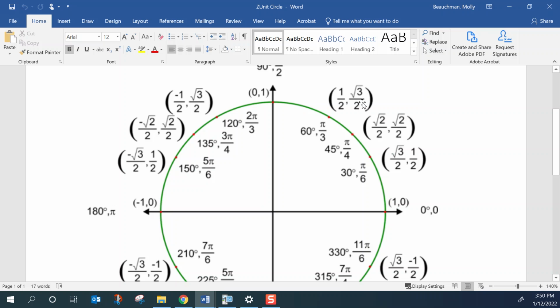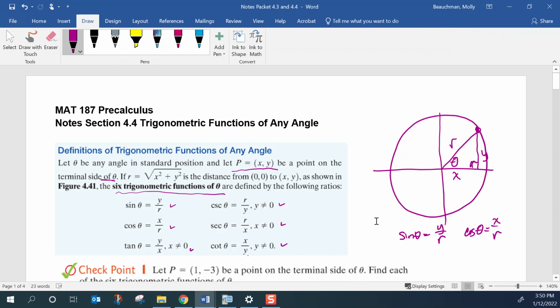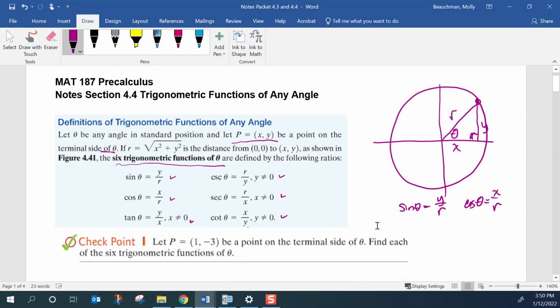So these coordinates. So what if we have a coordinate that's not on the unit circle? What if it's out here? We know that it's on the terminal side of the angle, but it's way out here somewhere. So that's what this section does. So let's say that we have a circle of radius r, and we have an angle in standard position that goes through a certain point x, y.